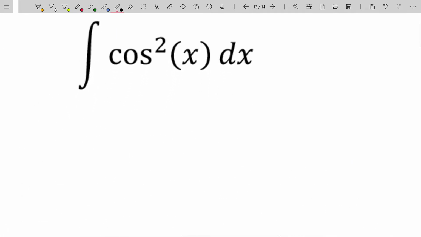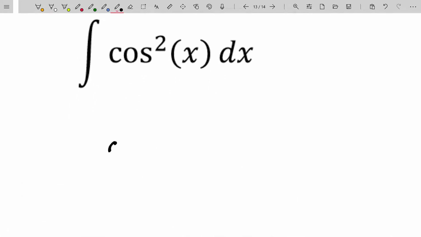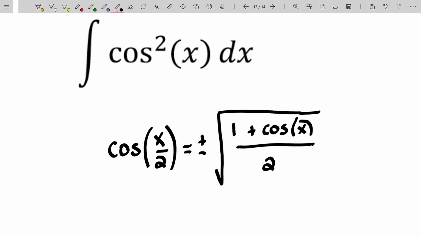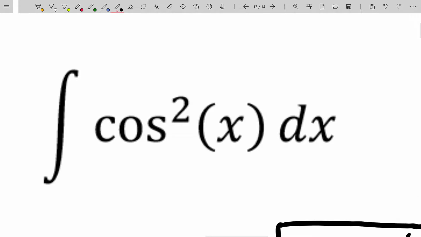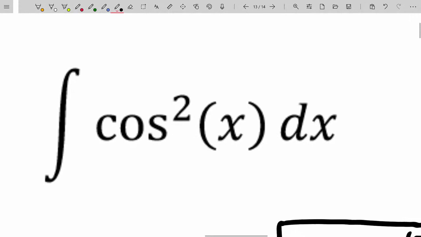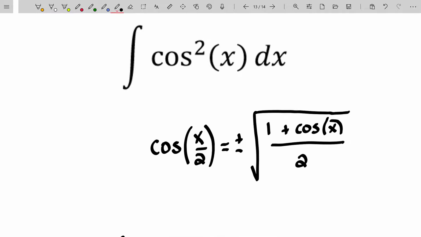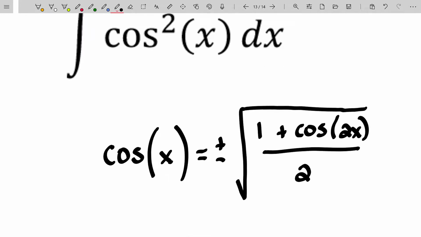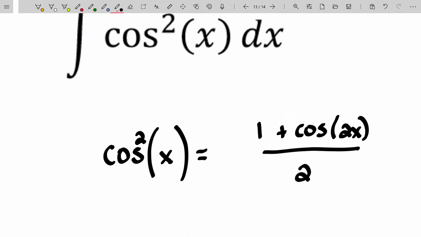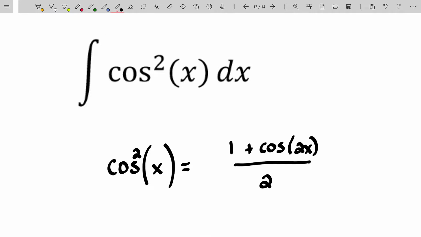And you should recall that the half-angle identity for the cosine is the following. But in this case, we're not dealing with the cosine of x over 2, we're dealing with the cosine squared of x. So you can modify this and double up this angle. If you double up that one, obviously, then the argument of the cosine inside the square root will also double. And if you square both sides of this, the square root disappears. And that's what I'm going to replace the cosine squared of x with.